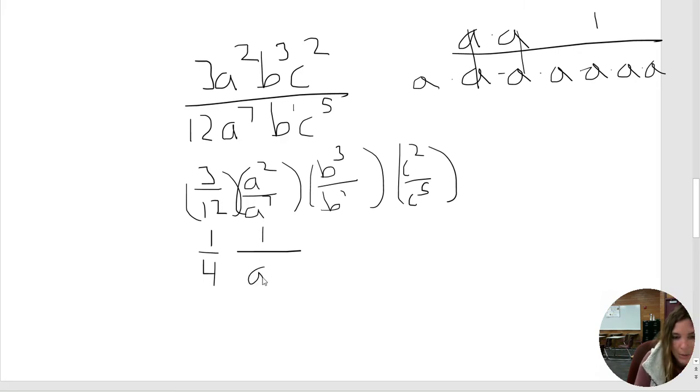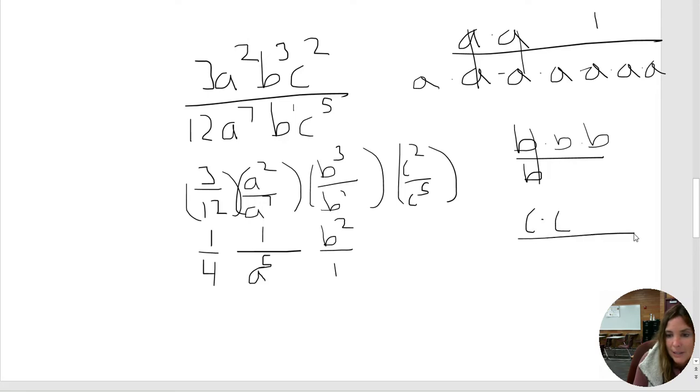So remember, when you are dividing like bases, you really just subtract the exponents. And then b to the 3rd over b to the first would be b to the second over 1. And then c to the second over c to the fifth, these would cancel to a 1, so that would be 1 over c to the third.